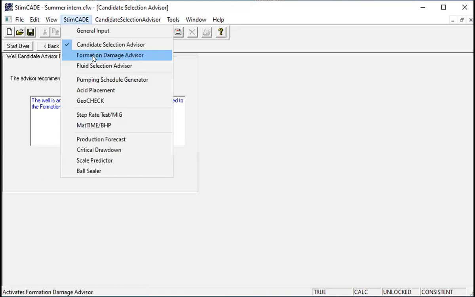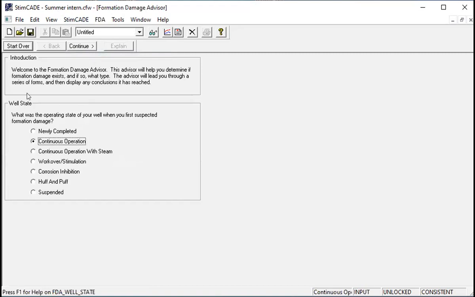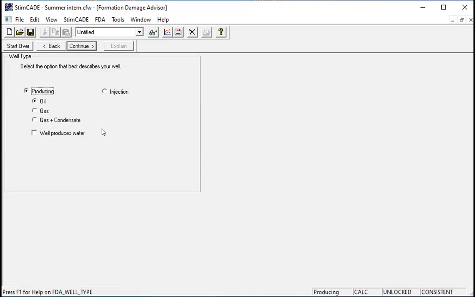So the next now is the formation damage advisor. They are now asking us what type of production we are dealing with. Is it a new well? Is it continuous operation? Is it continuous operation with steam? Is it workover or stimulation? So we are just going to choose continuous operation, because the well has been undergoing continuous operation before you want to apply acid stimulation. So we'll go to the next.